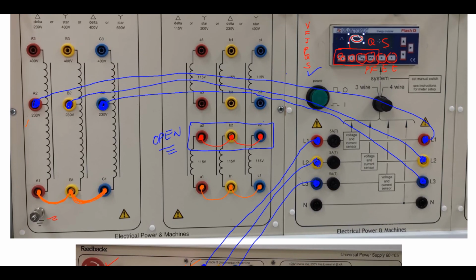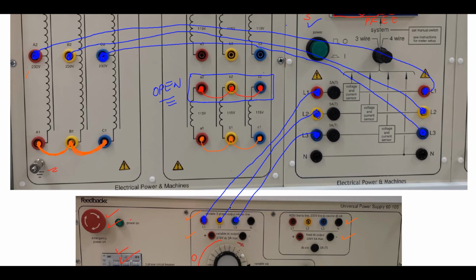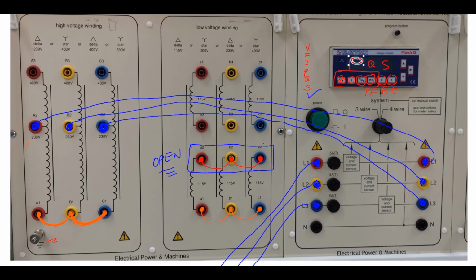So same thing for that test. Once we reach the rated current, we stop turning this knob, the voltage knob here, the variable voltage, and we can record the voltage, the current, the powers, and the power factor for the short circuit test. That's for a feedback station.